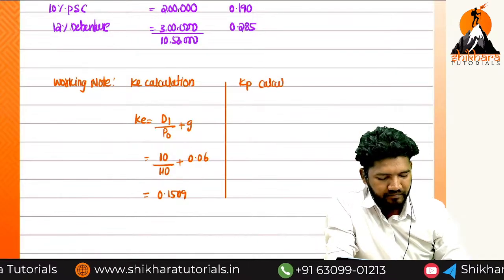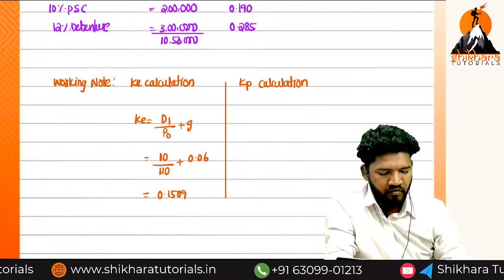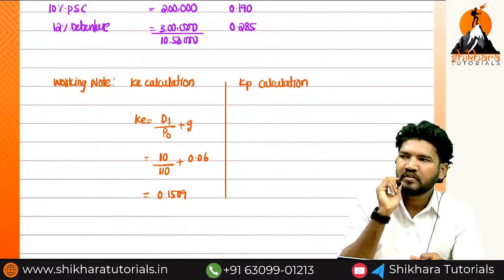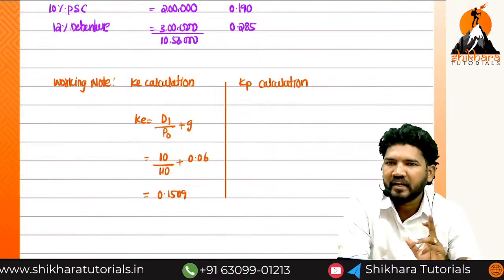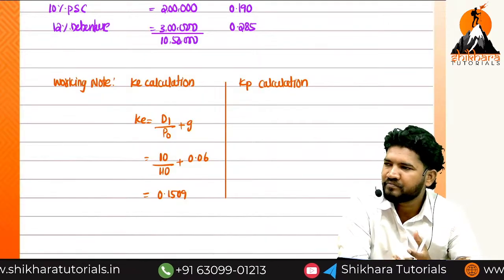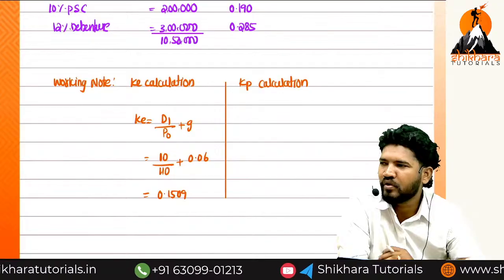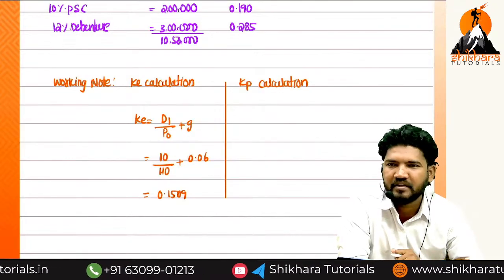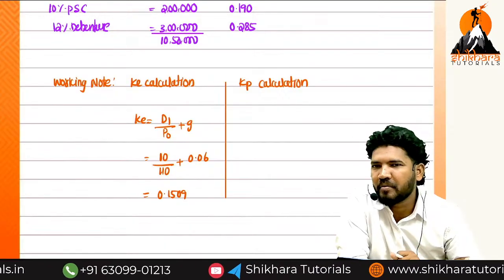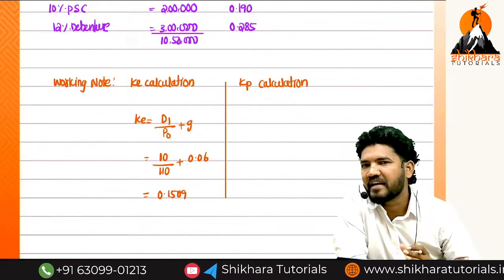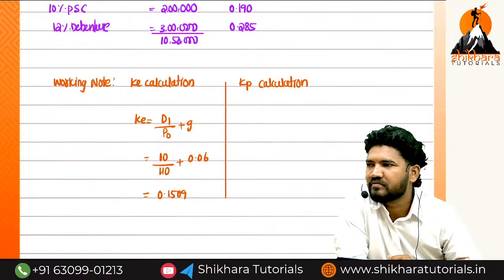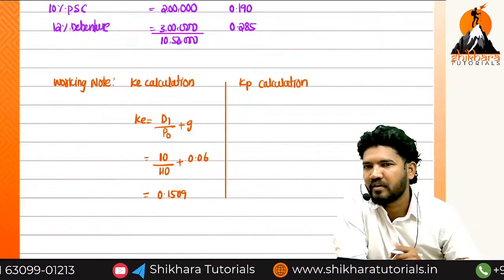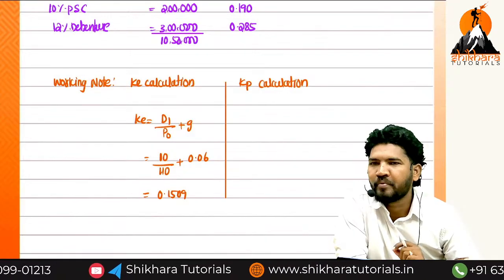KP calculation. When it comes to the KP calculation, you have to check irredeemable or redeemable. In the question there is no information, so you have to take an assumption. Which type of preference share capital is it? If it is redeemable, where is the N? There is no N, so what is the right assumption? Irredeemable. Hope you guys are clear.